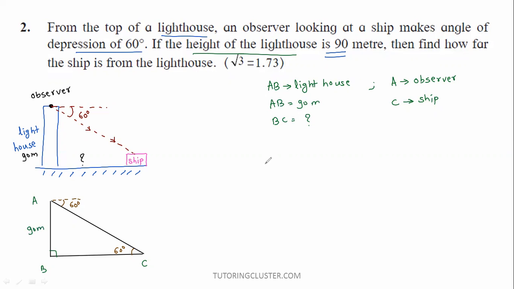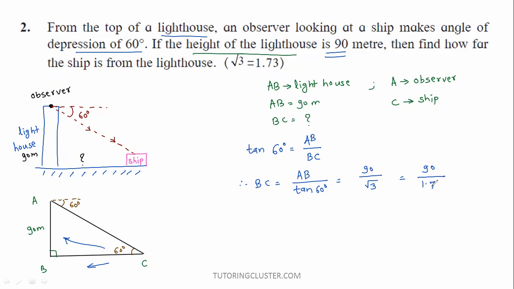So this is 90 meter. So again, what am I going to use? Tan function. So tan 60 degree is equal to, what is the opposite side? AB. What is the adjacent side? BC. So BC is unknown to you. So BC is equal to AB divided by tan 60 degree. How much is AB here? 90 divided by tan 60 degree. What is tan 60 degree? Root 3. So 90 divided by 1.73.